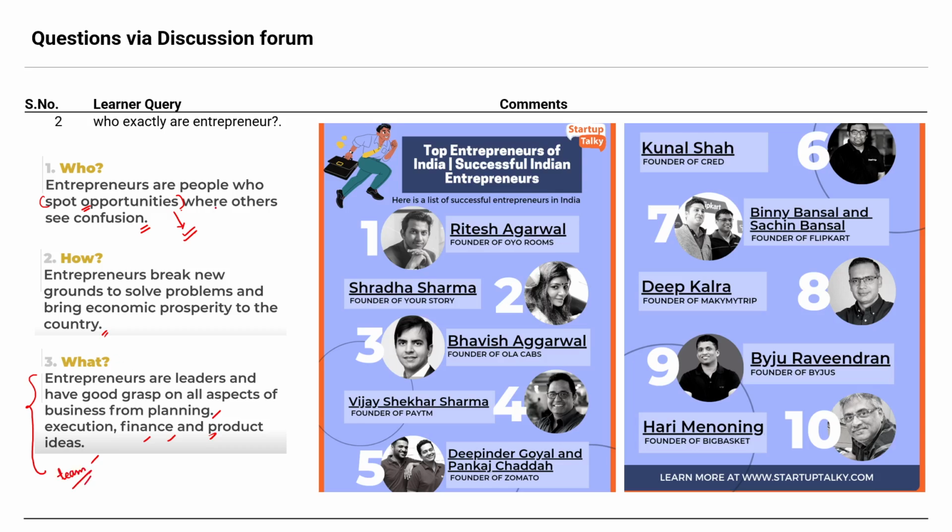All right. And just to give you a glimpse of the entrepreneurs, and especially in the Indian context, you have Ritesh Agarwal, the founder of OYO Rooms, Shradha Sharma from YourStory, Bhavish from Ola. Although it's written Ola Cabs, but now Ola is getting into Ola Electric and a lot many other dimensions. Paytm, Zomato, Flipkart, Kunal Shah, MakeMyTrip, BYJU'S.